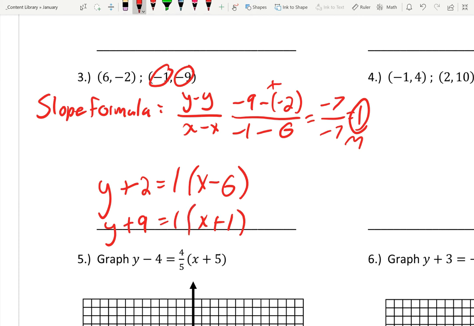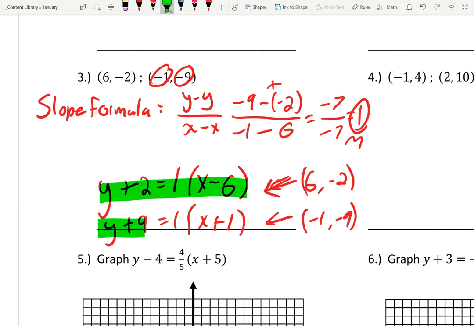Just depends. This top answer is using the 6, -2 point, and the bottom answer here is using the -1, -9 point. So either one is correct. You only need one of them, but they're both good answers, okay? The top one or the bottom one.